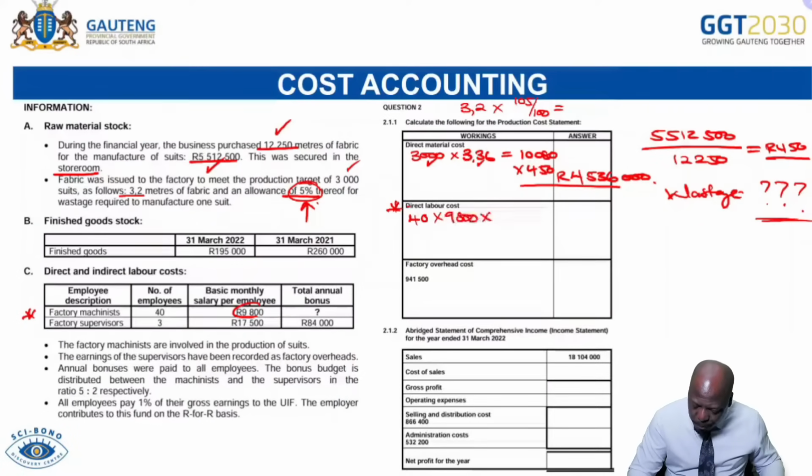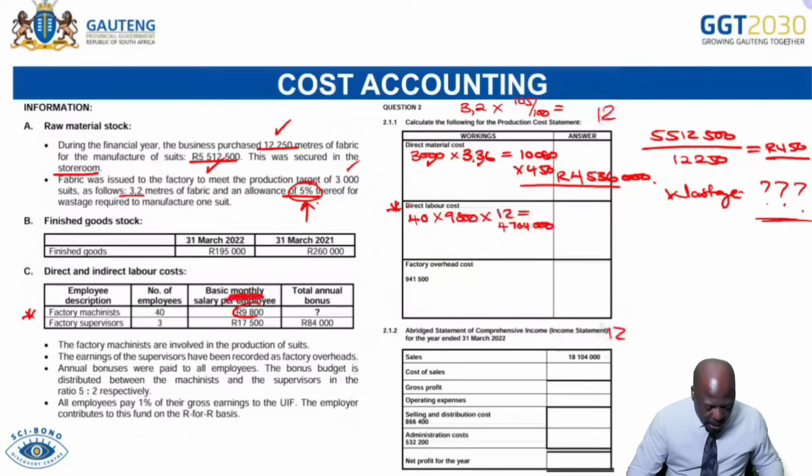And here is where most of you forget. Here we are told this is monthly. And when we are doing a production cost statement, it is for 12 months, a brief statement for 12 months. So you have to come and multiply by 12. Don't forget that key aspect. And that is going to give you 4,704,000.